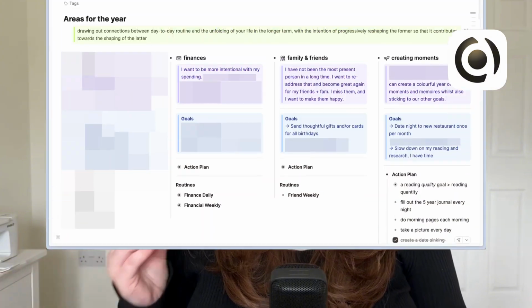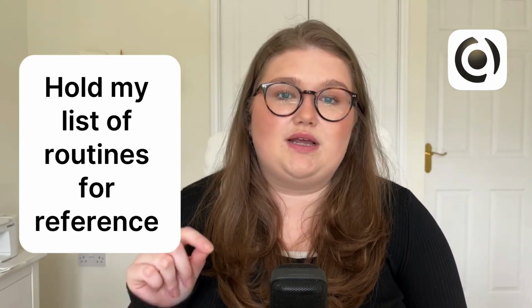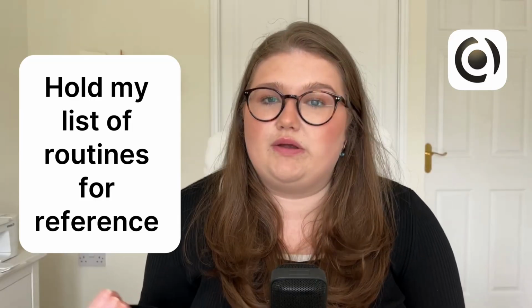And I opened up a page in Capacities called 2025, and I wrote down 4 areas of my life that I want to focus on. I wrote down why I wanted to focus on them. I wrote down the goals I had for that area, any action or preparation I would need before I could attack it, let's say, and then routines that would help me work actions towards these goals, towards these areas into my everyday or my every week. And this point of routines is a secondary point that Capacities helps me with because it holds my routines.